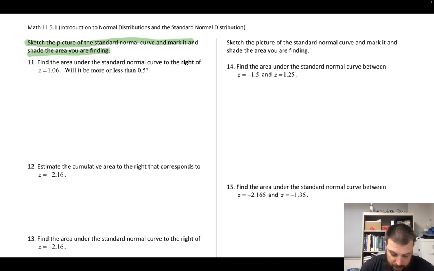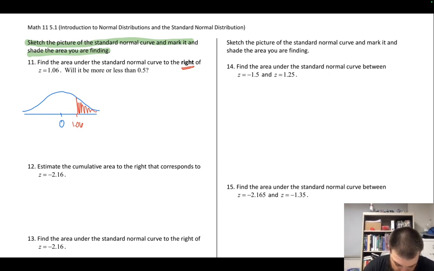Again, remember, the sketch doesn't have to be anything amazing. So like that's perfect. Put our mean right there in the center. Remember, since this is the standard normal curve, our mean is 0. And then I want z as 1.06, so that's going to be to the right. And we want the curve to the right. So we're looking for that shaded area there. And so the question is, is it going to be more or less than 0.5?